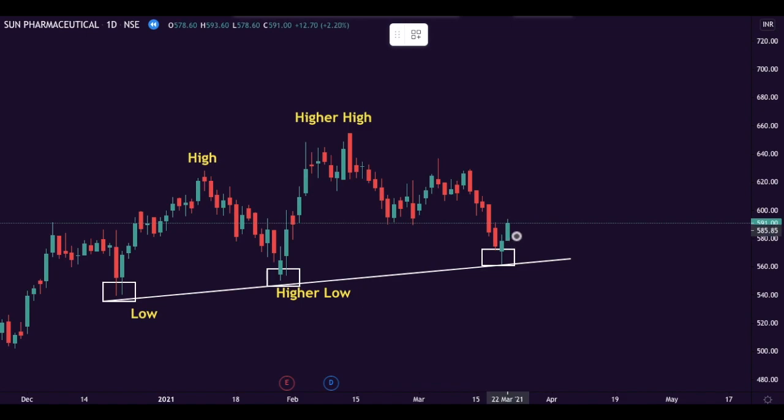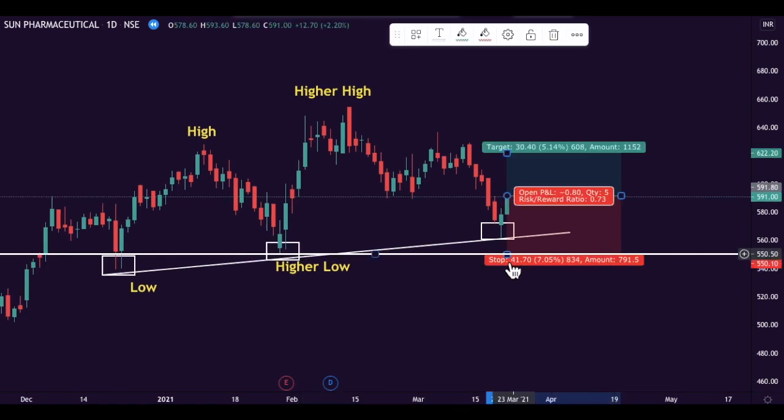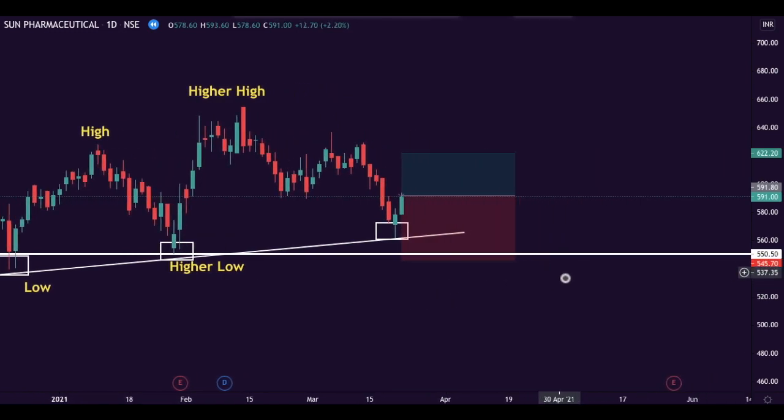Now here we have got a bullish green candle which can act as a confirmation. We will enter the trade here. Our stop loss will be below the previous higher low. This was the previous higher low, right? We will mark this level and our stop loss has to be a little lower than this. And our target will be 1:2 risk reward.